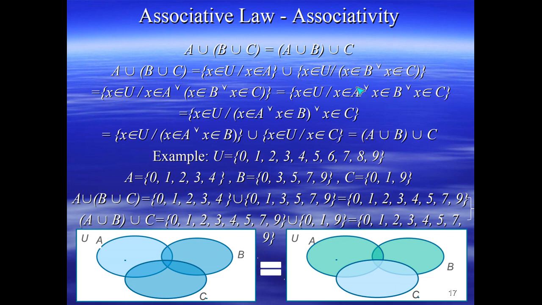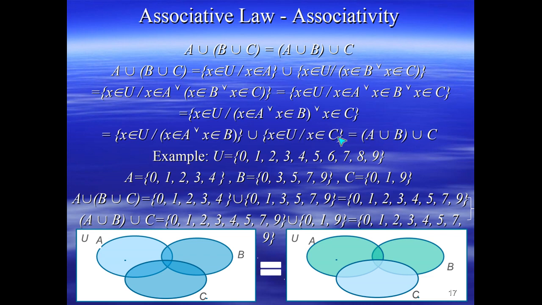So once we obtain this most open form, x is an element of A, or x is an element of B, or x is an element of C, we can also regroup: x is an element of A and x is an element of B in parentheses. This is equal to x is an element of the universal set U so that x is an element of A or x is an element of B in parentheses, or x is an element of C. Then this "or x is an element of C" we can put outside with a union and say x is an element of U such that x is an element of A or x is an element of B, union x is an element of U so that x is an element of C.